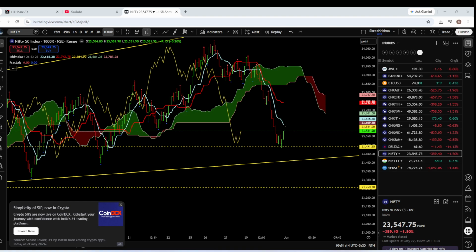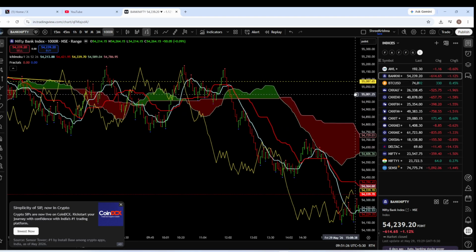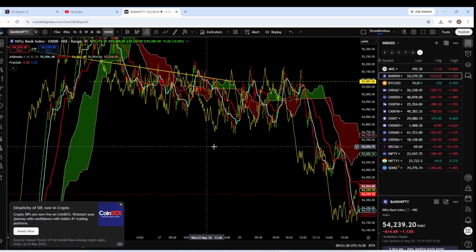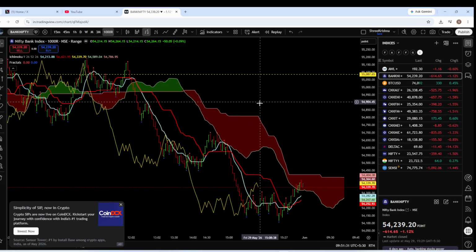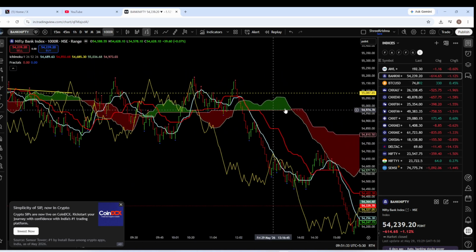So Ichimoku, range, fractals: these are the best methods to save yourself from any kind of problems. For instance, I want to go to Bank Nifty. Yes, you can go to Bank Nifty. You'll see Bank Nifty was, from this particular area, very much below the trend.